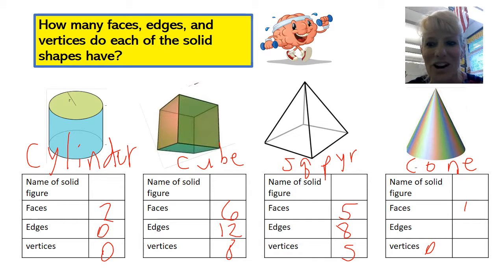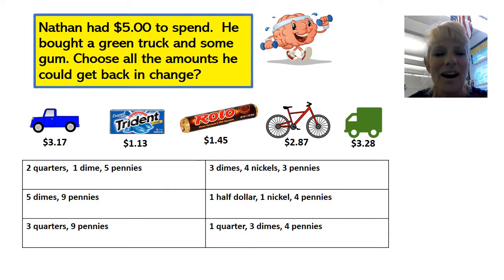All right, let's try the last one. On the last one, we have a word problem, and it has something to do with money. So look over this real carefully. Nathan had $5 to spend. He bought a green truck and some gum. Choose all the amounts he could get back in change. All right, pause the video and make sure you do all the work before you come back and listen to me explain it, okay?